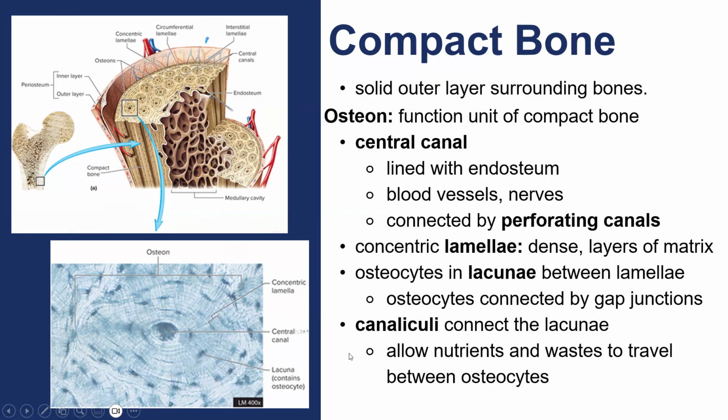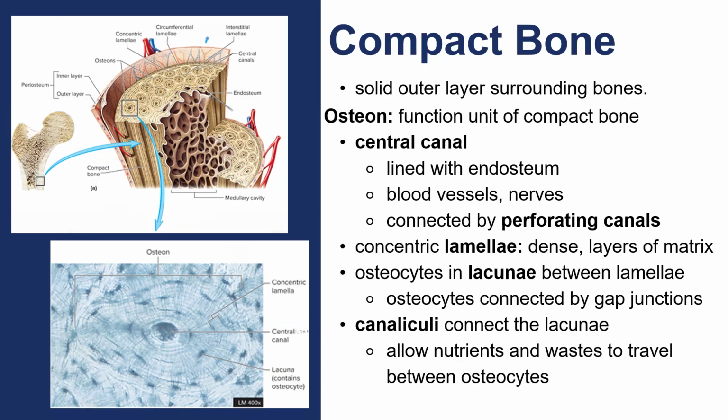Remember, those are the small canals that connect each lacunae, and it allows for nutrients and waste to be passed from osteocyte to osteocyte. So one of the big things I want you to remember is no matter what type of bone we're talking about, an osteocyte is a mature bone cell, osteoblasts build, osteoclasts crush.